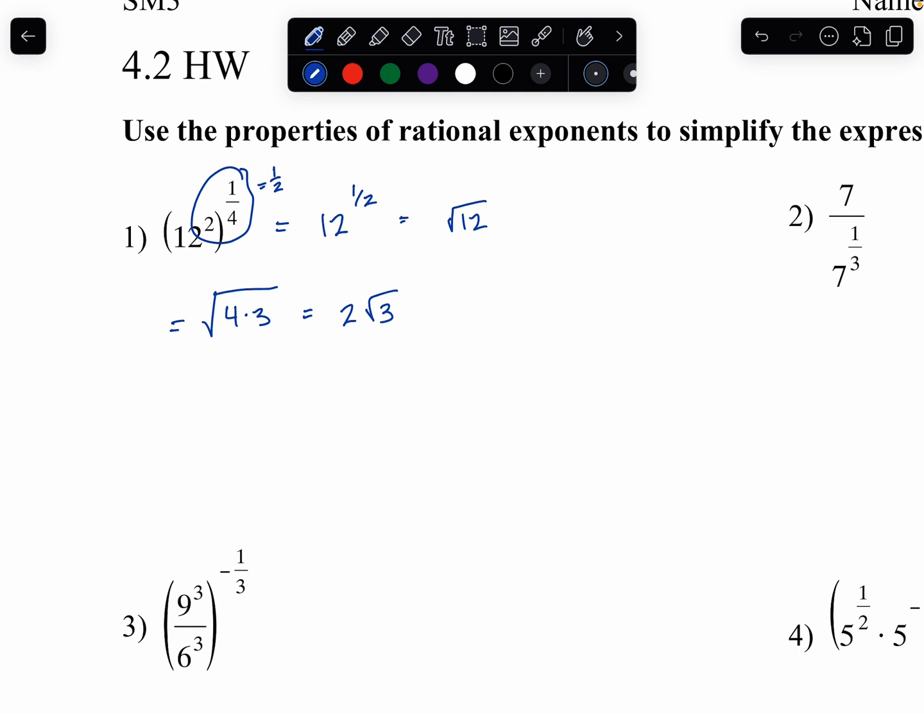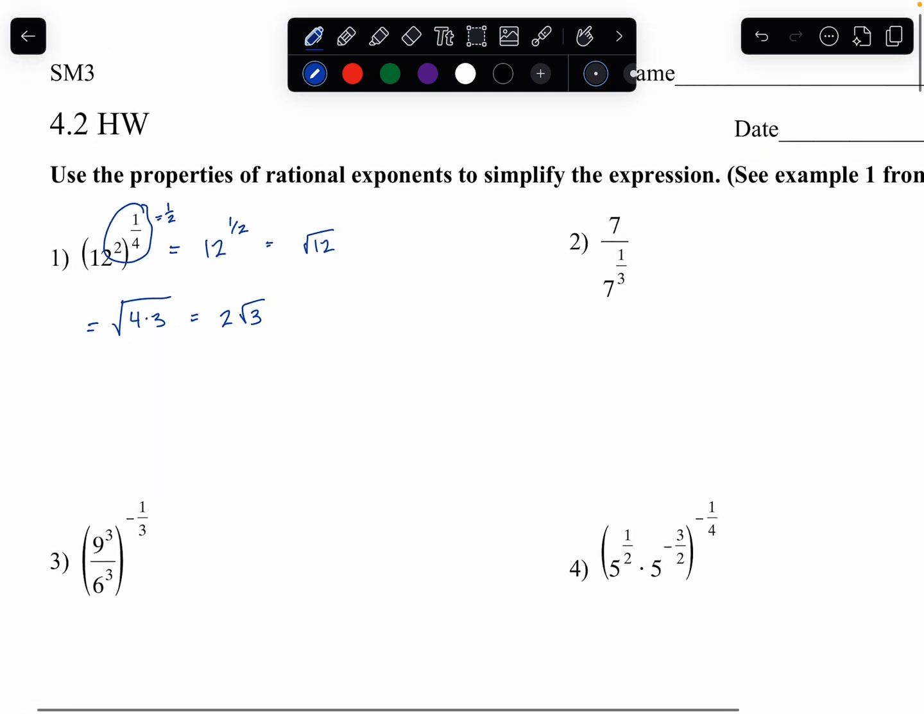Yeah, I think that's right. Let me just check one thing. Yep, that should be good right there.